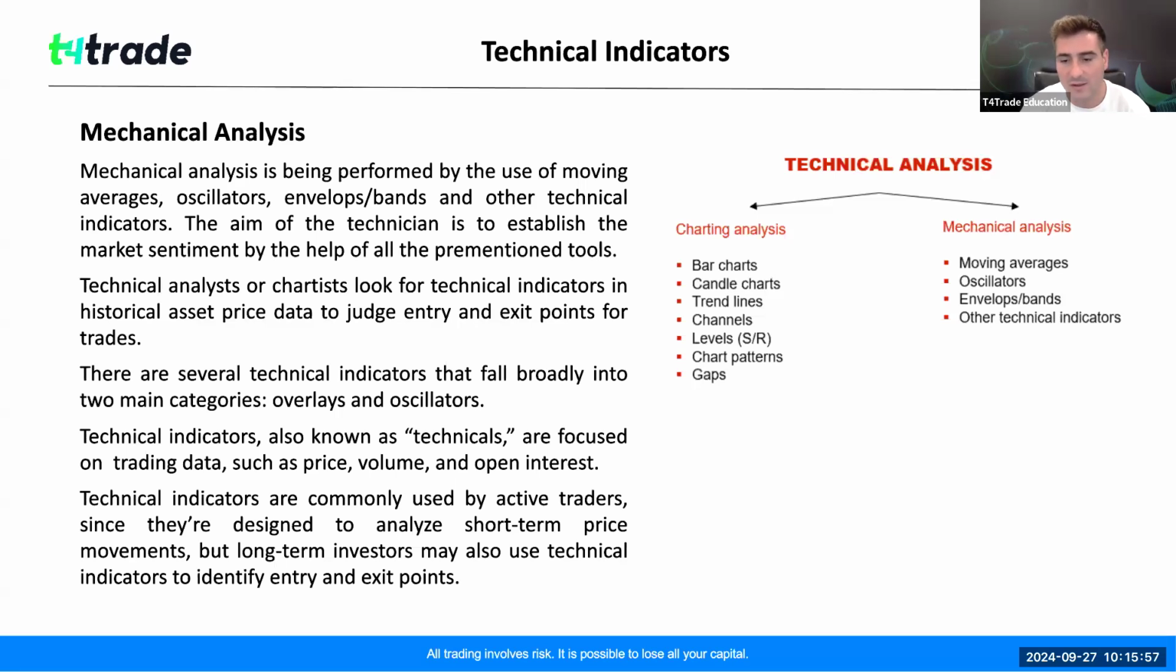And the aim of the technician, that person, guy or girl, that uses this kind of methodology or this kind of approach of technical analysis, using mechanical analysis in a sense, is to establish the market sentiment with the help of these pre-mentioned tools. They're not actually giving you the direction of the market.